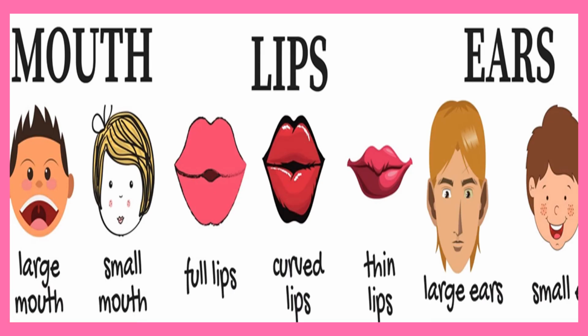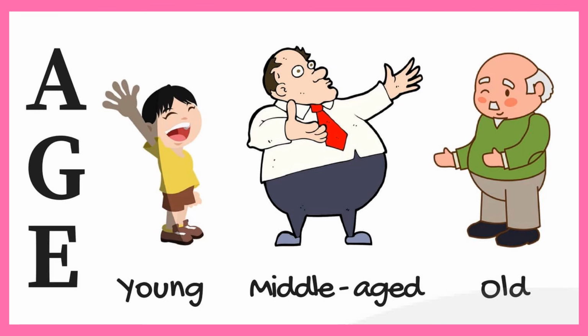Next, you have the mouth, lips, and ears. So it's very simple for the mouth. You have large mouth, small mouth. For the lips, you have full lips, curved lips, and thin lips. And then for the ears, you have large ears and small ears. You have age. In age, you can describe a person as young, middle-aged, and then you have old. Okay, so that's the physical description topic for this video.